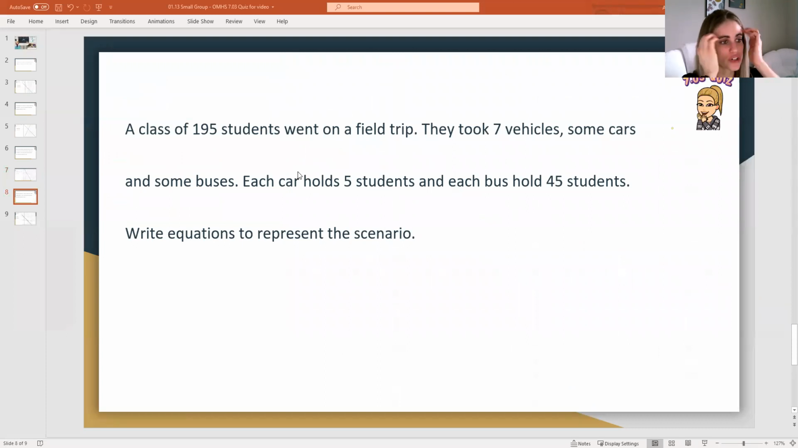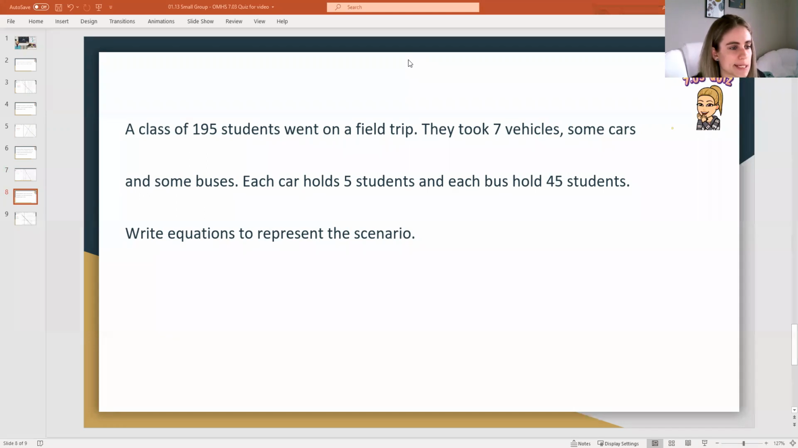A class of 195 students went on a field trip. They took 7 vehicles, some cars and some buses. Each car holds 5 students, and each bus holds 45 students. Write equations to represent the scenario.